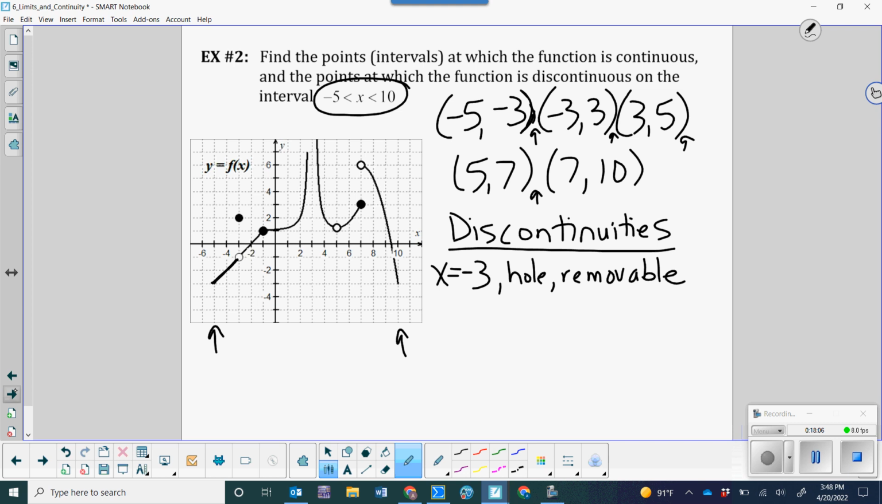So next discontinuity, we keep going, and we see that we have one at x equals 3. And at x equals 3, we have a vertical asymptote. We can see that. It's not drawn in. Remember, asymptotes are not real things, so you can't see them. So you just have to visualize that it's there because you can see the behavior of the graph. So you know there's a vertical asymptote there, and that would be non-removable.